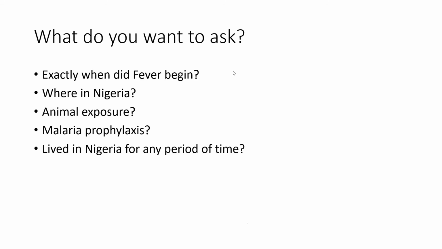Animal exposure, definitely important. Were they around any farm animals? Were they in a rural setting? Were they in an urban setting? Malaria prophylaxis is also, as M43 correctly identified, a very important question to ask. Did you take malaria prophylaxis? And if so, what did you take and for how long? And depending on what you took, did you take it for the appropriate amount of time when you came back?